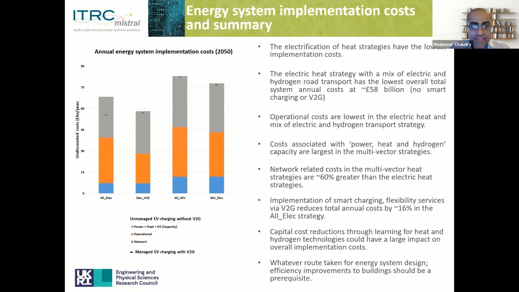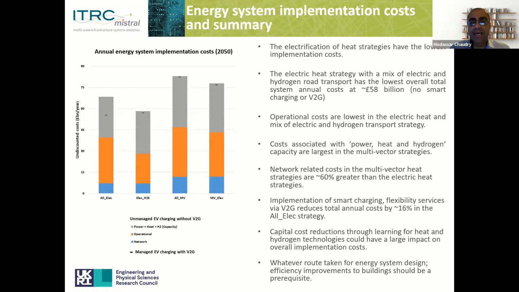So on to the final slide. Here we show the annual energy system implementation costs, which are undiscounted for year 2050. So for all the strategies, the bars in the diagram are separated by capacity, which is in grey, and includes items such as generation, heat technology capacity, and hydrogen production capacity. We have operational costs in orange, and then we have network costs in blue. So the bars represent system costs without smart charging, and the black dash that you see is the total combined cost with managed charging and V2G services.